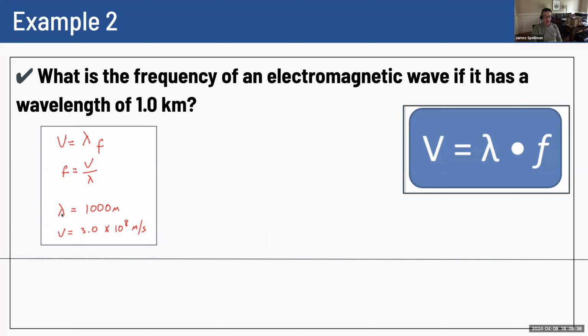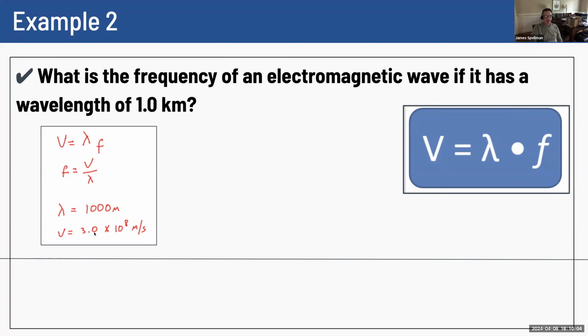So what do we know? We know what lambda is because it's 1 kilometer. And here's a little tricky thing on this one. To do the math, because velocity is in meters per second, our units have to be in meters and in seconds. So this is a wavelength of 1 kilometer. You wouldn't want to substitute 1 in for the wavelength because it needs to be in meters. So you'll notice that down here, our wavelength is actually 1,000 meters.